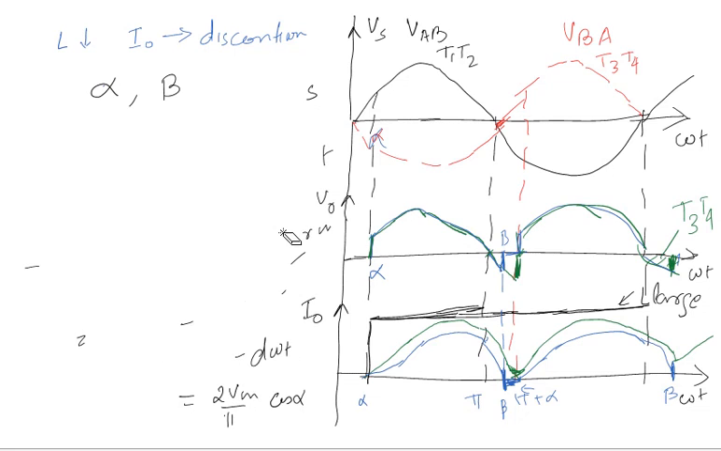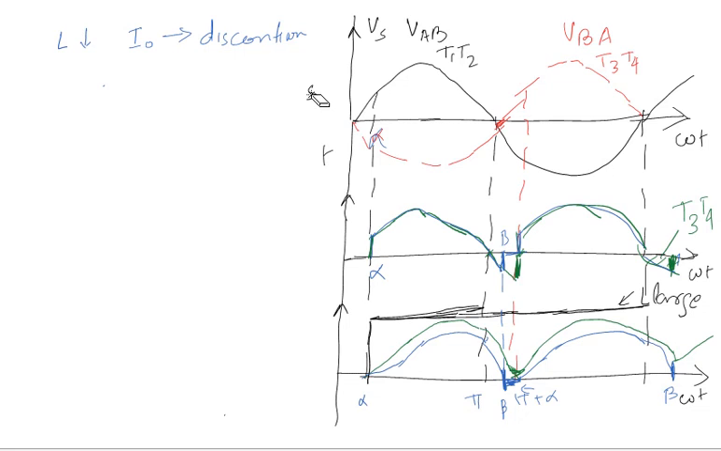Let us draw one more diagram for the conduction of an SCR. I am assuming that T1 is operating, and we will see the waveform against T1. So I am removing this I naught.